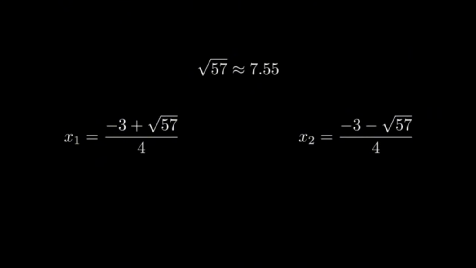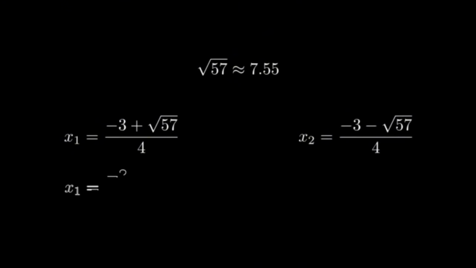Using a calculator, we find that the square root of 57 is approximately 7.55. This irrational number will help us find the approximate decimal values of our solutions. Now we can substitute this value into our two solution formulas and calculate the results.